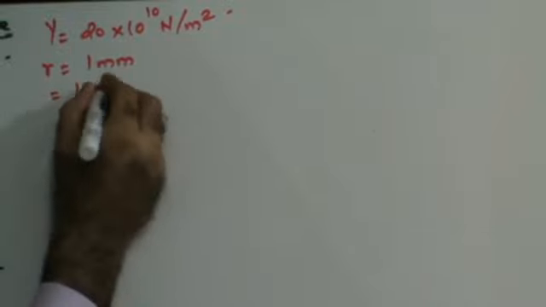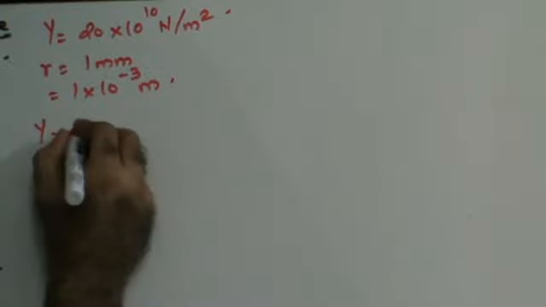Now first of all, they've given you diameter is 2 millimeters. So I can say that radius is 1 millimeter, which is 1 into 10 raised to minus 3 meters. So I come to know my radius. Okay, let's move on ahead. They have asked me to find out Young's modulus.